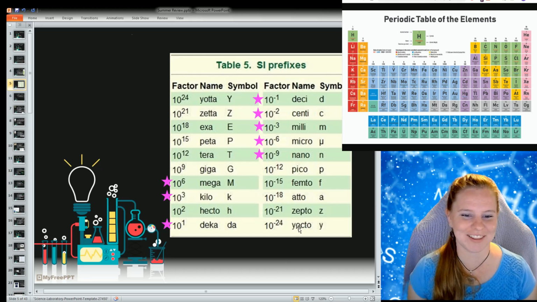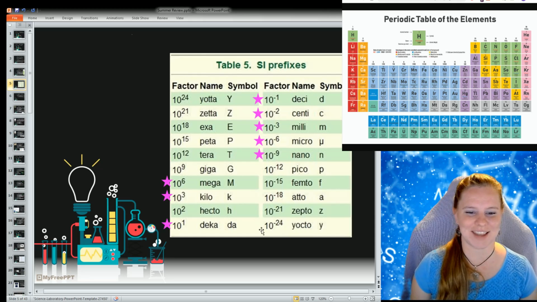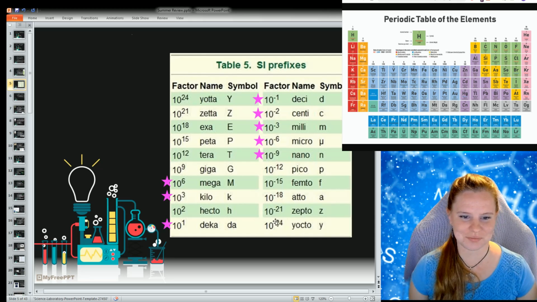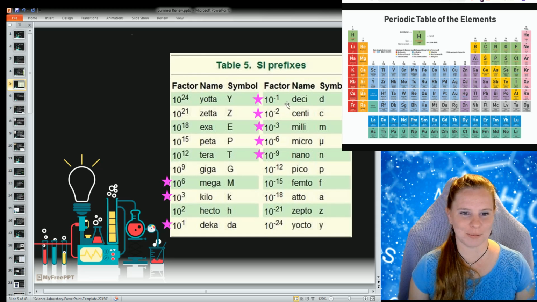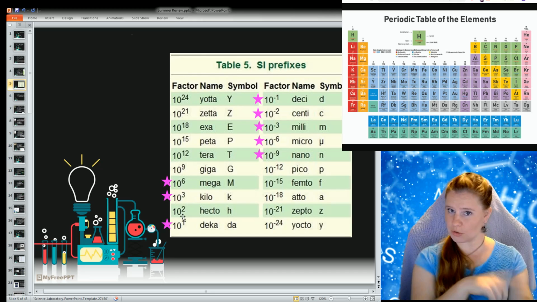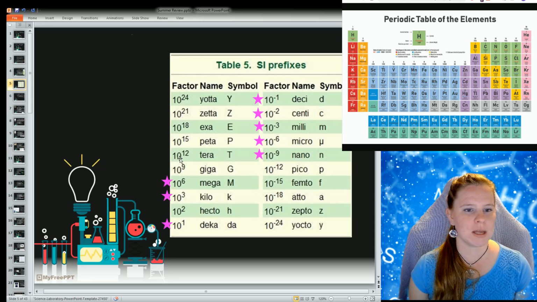And yocto, way down at the other end, super tiny. This is down at the level of subatomic particles, really that small. Zepto, atto, femto, pico, nano, micro, whatever. So you don't have to know all of them. I just put them there for your reference, but the stars, make sure you know them and you can convert between them. What do I mean? All right, let me show you how to use this chart.